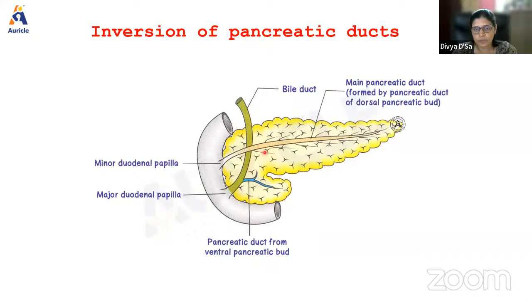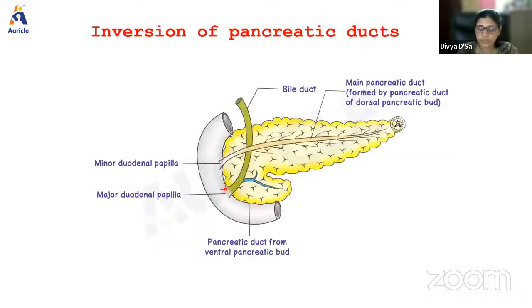This is inversion of the pancreatic duct. Instead of the communication being established, the main pancreatic duct is directly formed by the dorsal pancreatic bud itself, and this remains as the minor pancreatic duct. The bile duct will join the minor pancreatic duct and open into the major duodenal papilla. So these are some of the anomalies.